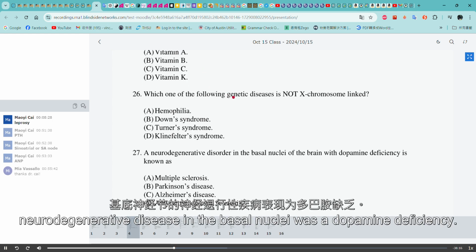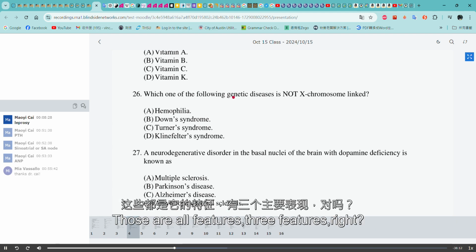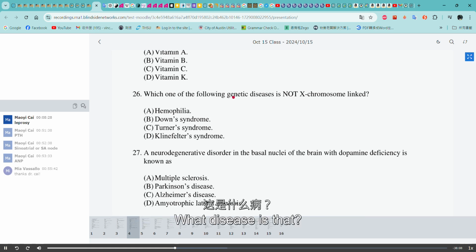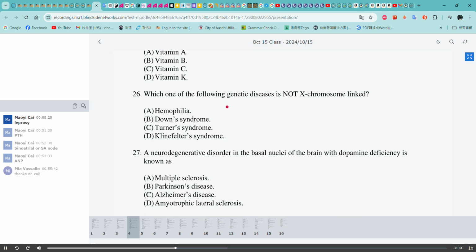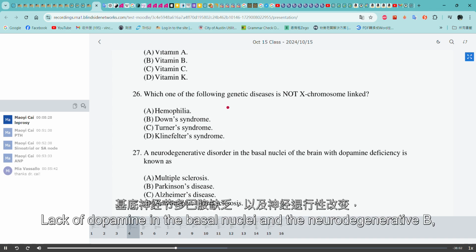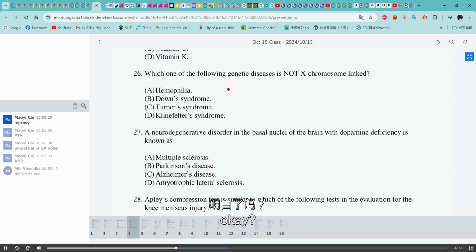27, neurodegenerative disease, in the basal nuclei, with dopamine deficiency. Those are all features, 3 features, right? What disease is that? It's Parkinson's disease. Parkinson's. We all know that, right? Lack of dopamine in the basal nuclei and neurodegenerative, B. Okay? 27 is B.